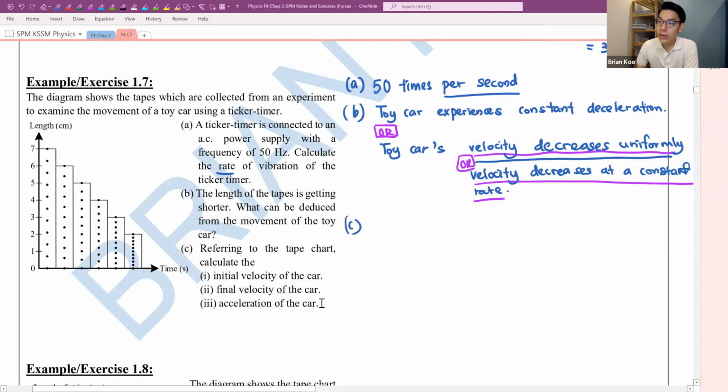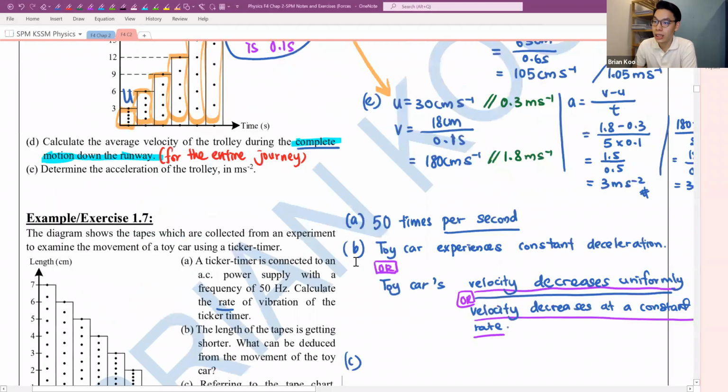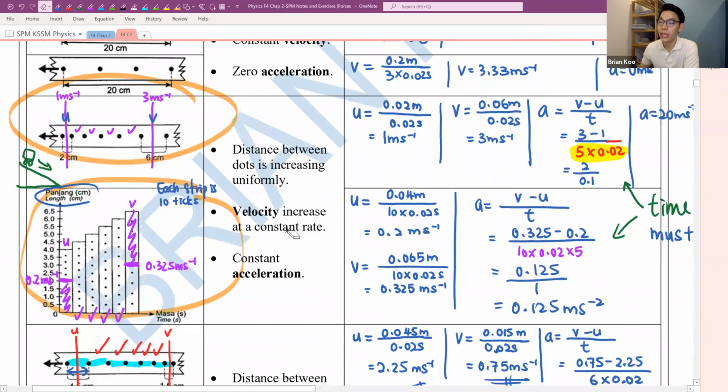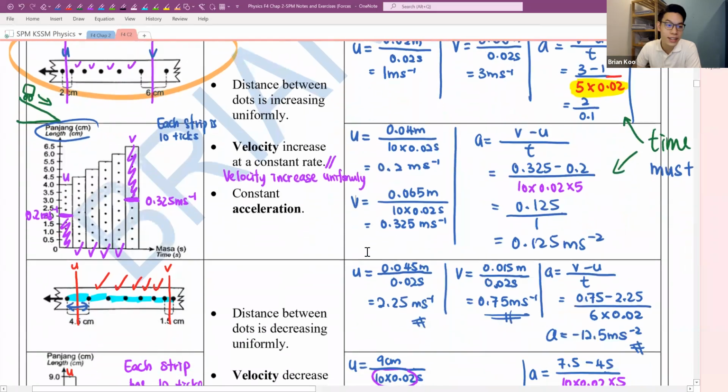Okay, so I think maybe you guys can write up here, in this table, that velocity increases at a constant rate can also be, same meaning as, velocity increases uniformly. I think that's the shorter version, easier to remember.